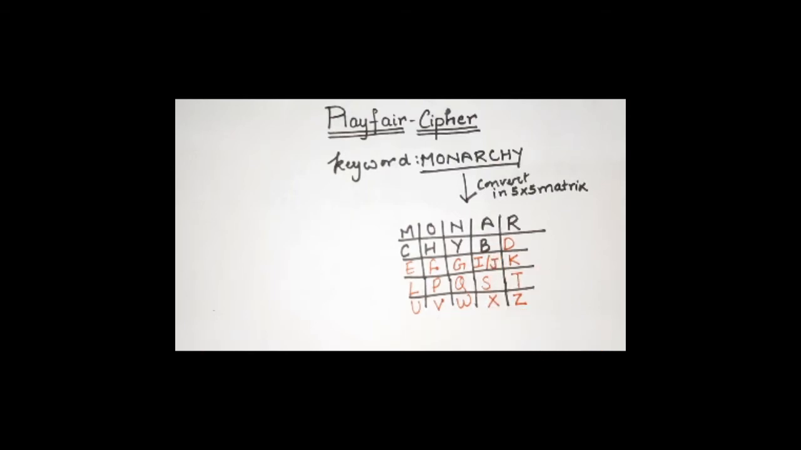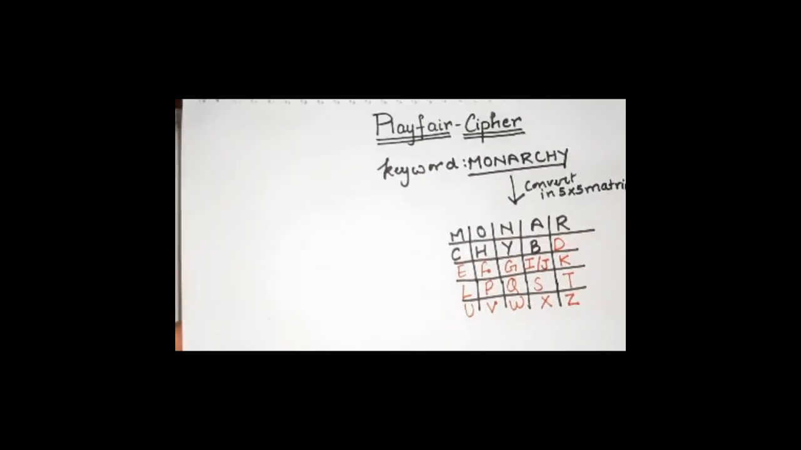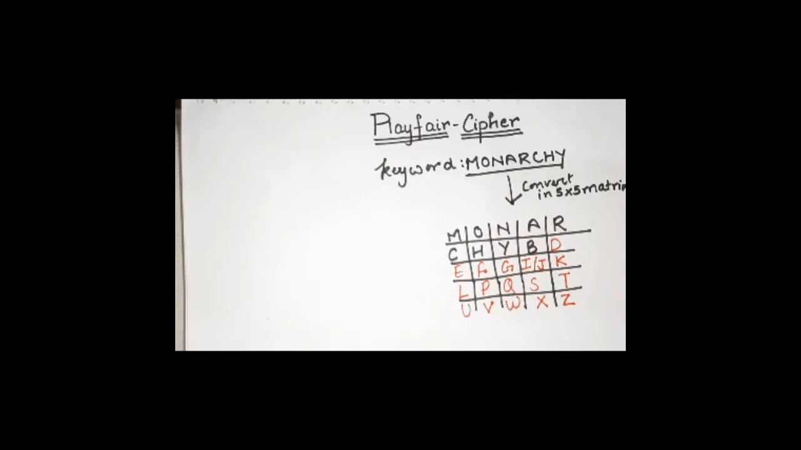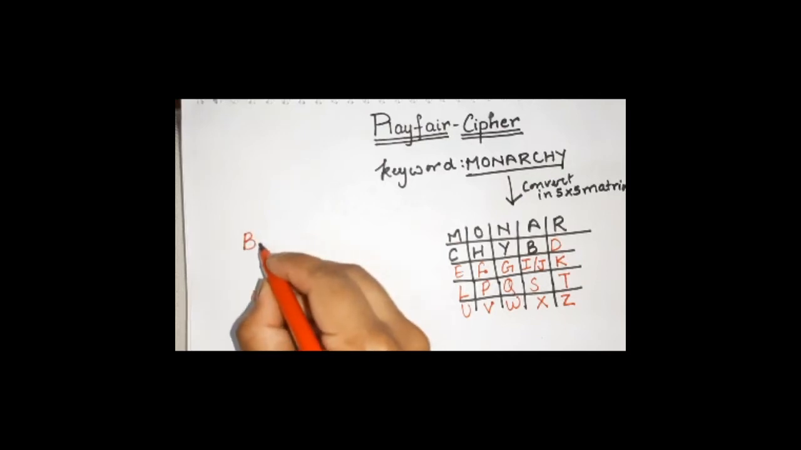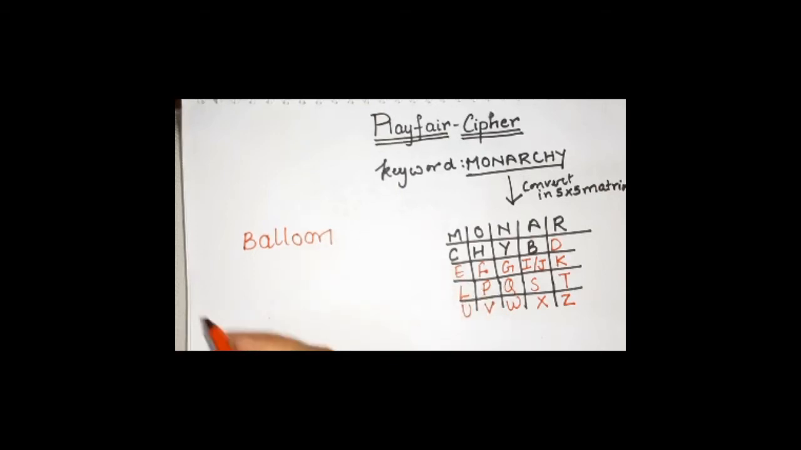Okay, so the first step, creating the 5 cross 5 matrix, is now over. Now after creating the matrix, you start encrypting the plain text. So let's take a plain text here. For suppose, balloon. Now this is my plain text.